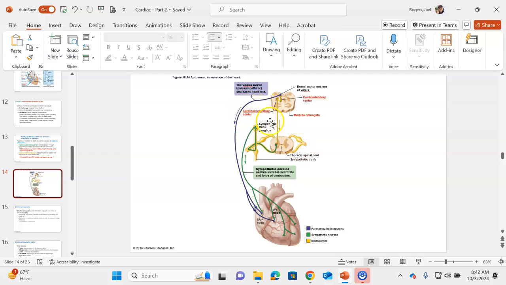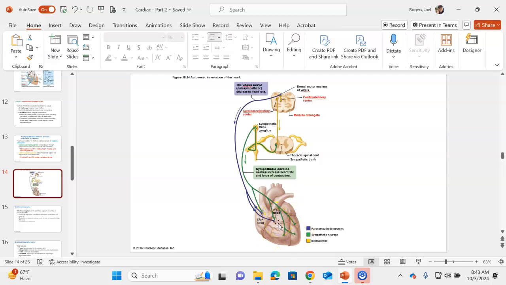So if the cardioacceleratory center is going to get impulses to the heart to stimulate the heart rate, let's say it's a fight or flight situation, okay, and we need to react to something. Impulses will go from this area in the medulla along what's called the sympathetic cardiac nerves to the heart. And look at the three areas those nerves synapse with: SA node, AV node, and Purkinje fibers.